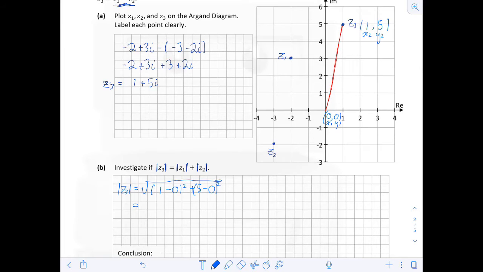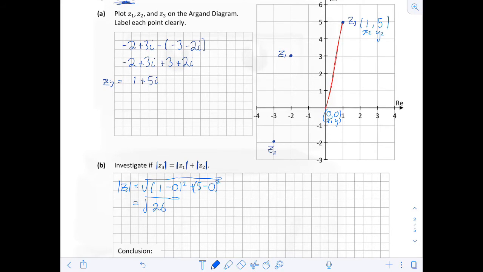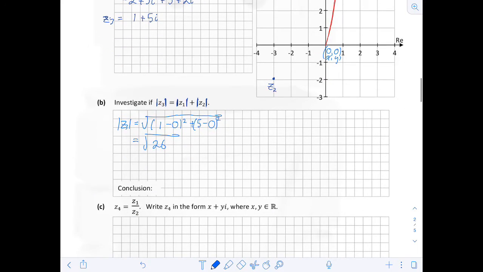If you're talking to your mates in other schools or in other classes, they might do that question a little bit differently than I do it, so just be aware of that. That's going to be the square root of 26, I think, is it? So let's leave it alone like that.